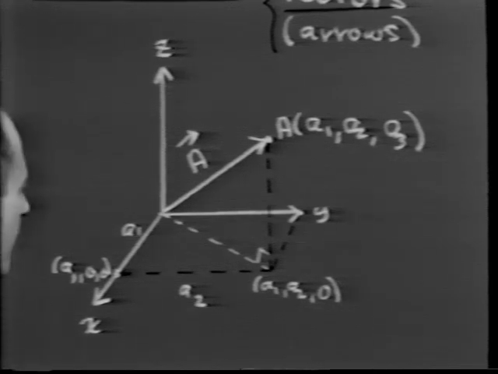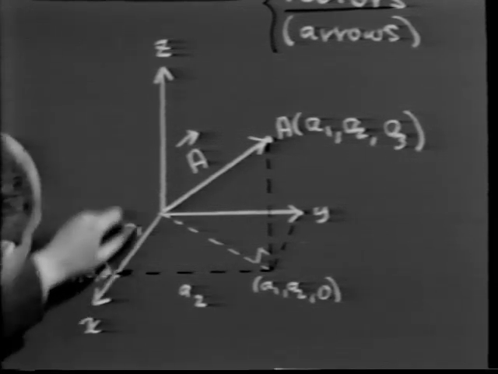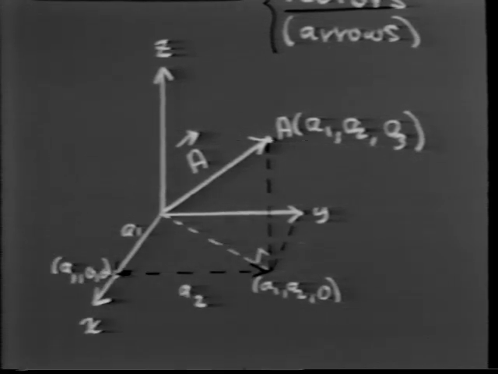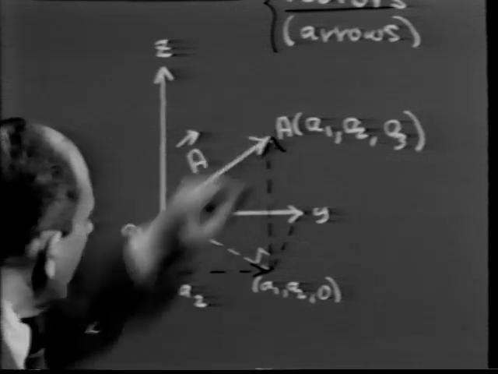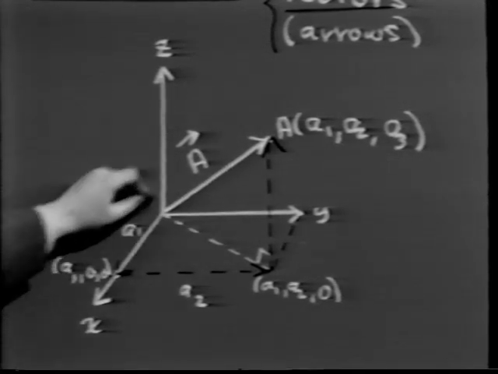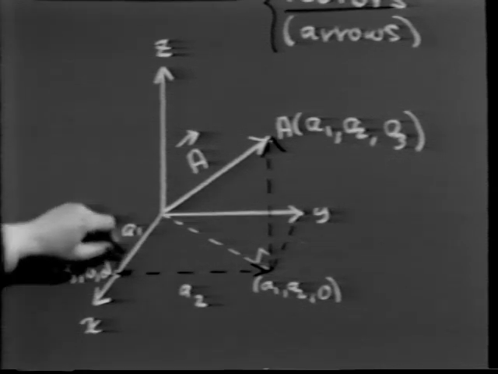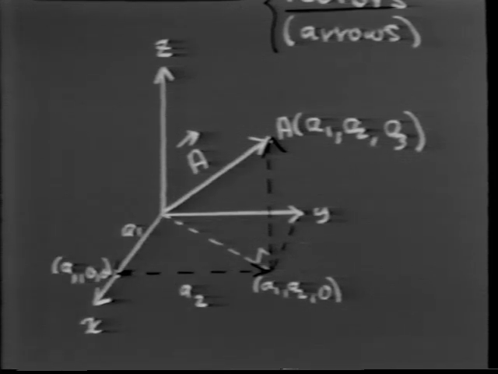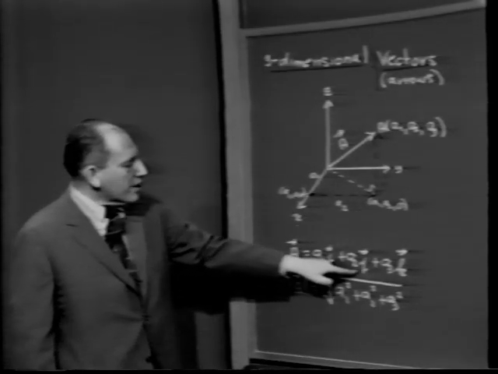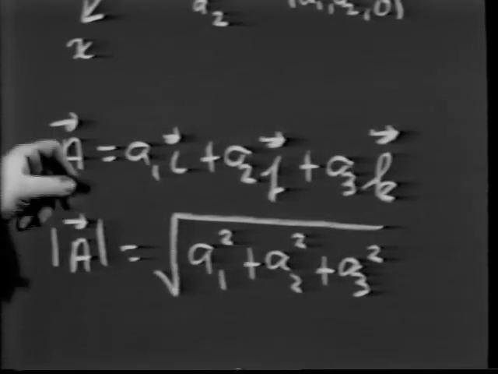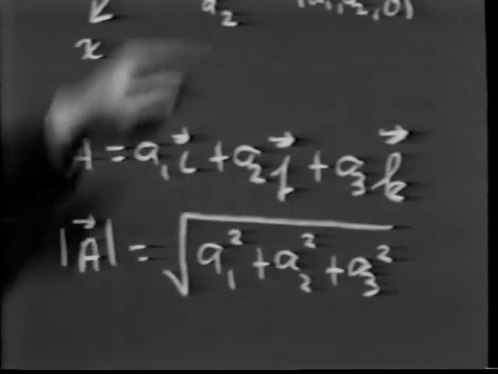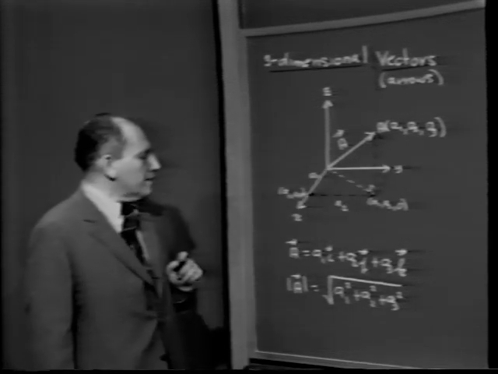And notice again, in terms of adding vectors, head to tail, this would be the vector A1 i, this would be the vector A2 j, and this would be the vector A3 k. In other words, the vector A is the sum of the three vectors A1 i, A2 j, and A3 k. To summarize, the vector A is simply A1 i plus A2 j plus A3 k. And again, notice the juxtaposition between the components of the vector and the coordinates of the point.